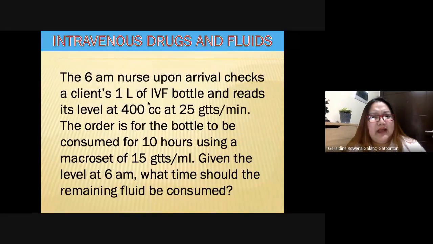Okay? So, yung ibang numbers dito, hindi mo na kailangan. Pag ang kailangan mong malaman, gaano na lang katagal mauubos yan, something like this, no? You just need the ml per hour. At pag nakuha mo yung ml per hour, kung gaano karami yung natira, i-divide mo lang siya doon. And that's the number of hours. Okay?